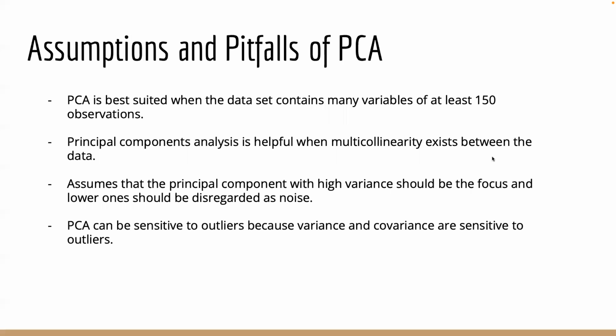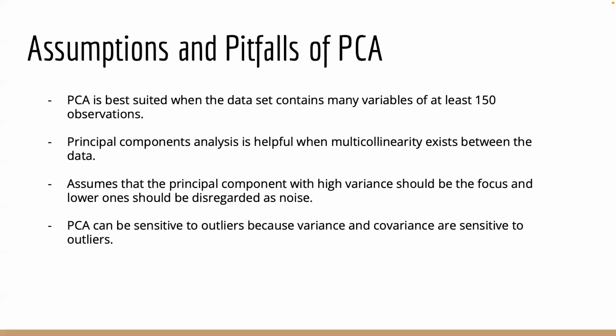Some of the assumptions and pitfalls of PCA are that it's best suited when the data set contains many variables of at least 150 observations. PCA is helpful when multi-collinearity exists between the data because it helps to eliminate it. It assumes that the principal components with high variance should be the focus, and then the lower ones should be disregarded as noise. PCA can be sensitive to outliers because variance and covariance are sensitive to outliers.